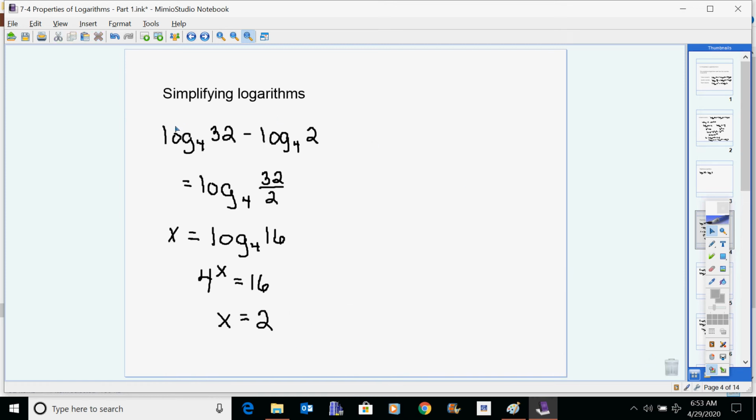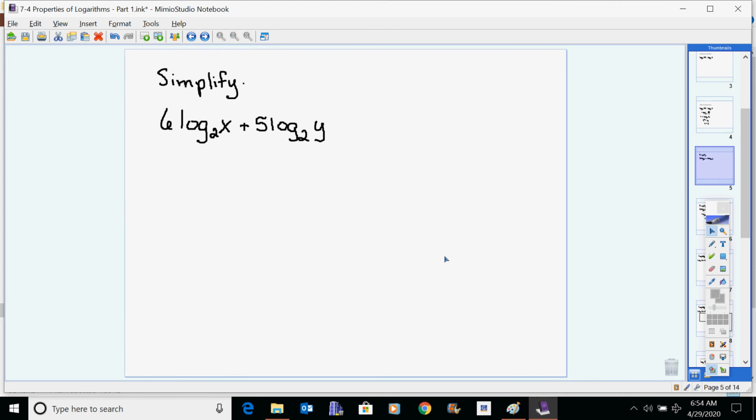So here your simplifying rules make this problem doable by hand very easily, because finding the power of 4 that gives you 32 could be done, it just takes a lot longer. These rules come out to be very nice for us. Okay, let's look at another one.